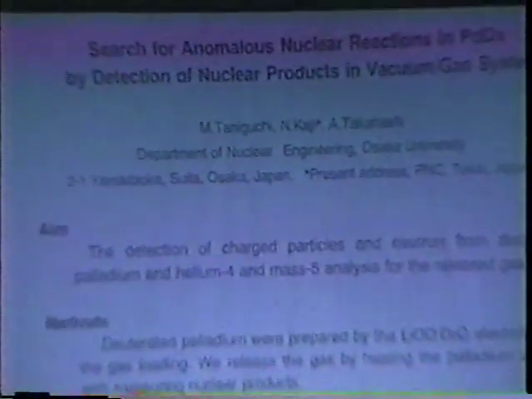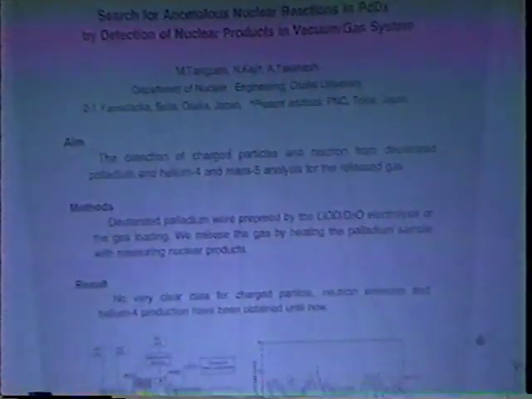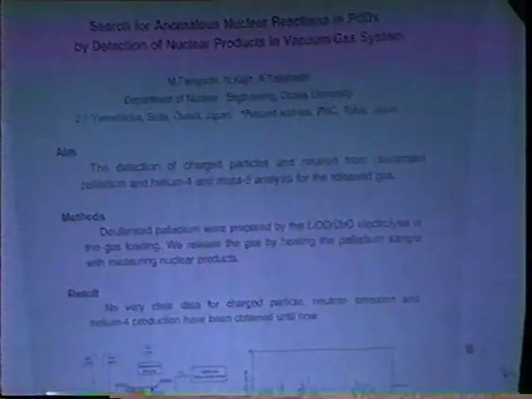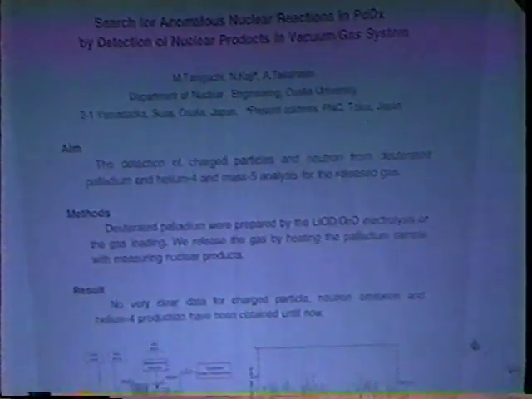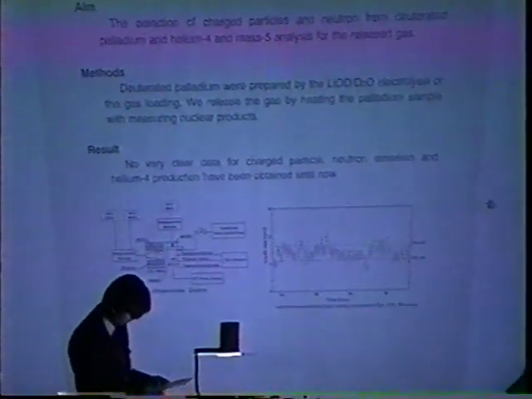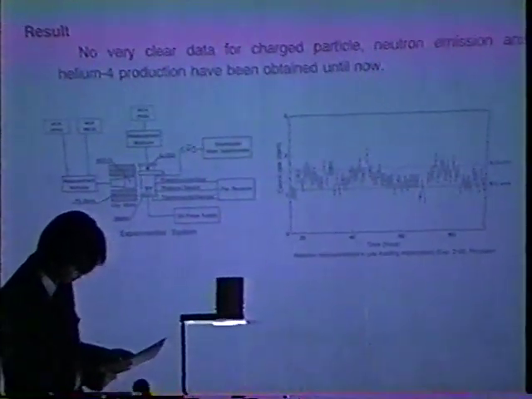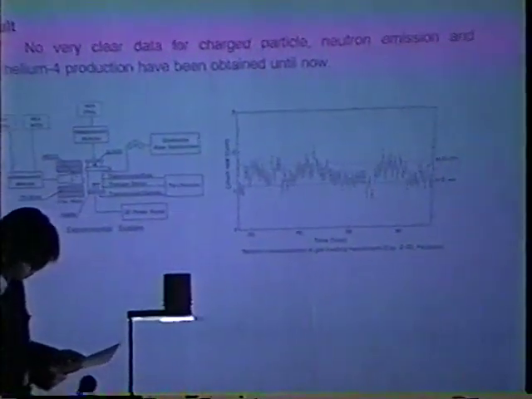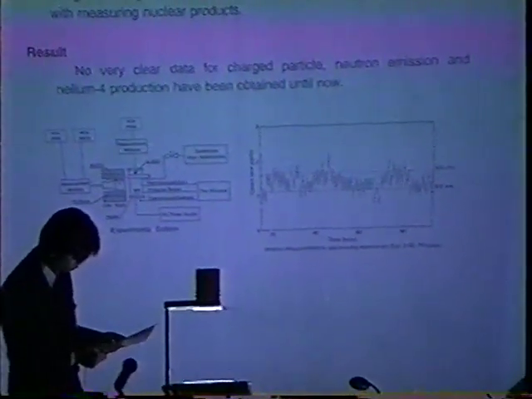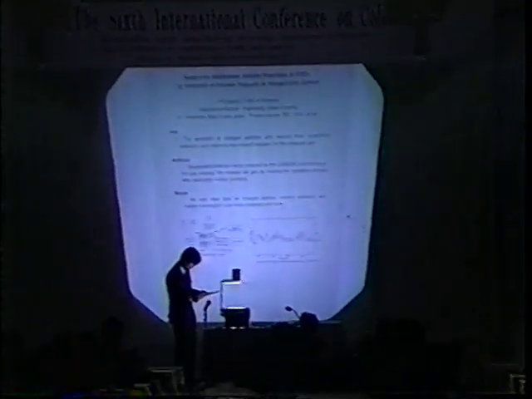We perform nuclear recording without heating experiment to detect nuclear products. The aim is to detect charged particles, neutron, and helium from samples heated in vacuum. This figure shows the experimental system. A silicon surface barrier detector was set for charged particle spectroscopy, an NE213 scintillation counter for fast neutron spectroscopy, and a quadrupole mass spectrometer was connected with the chamber for gas analysis.